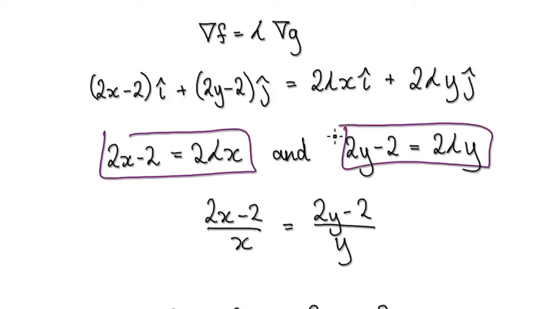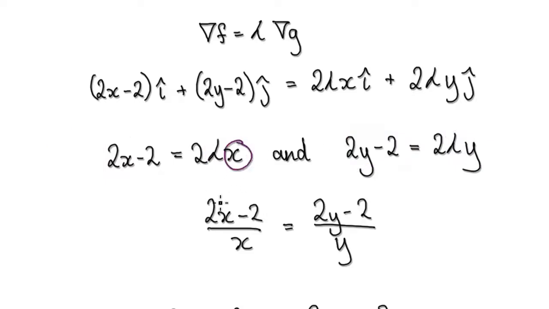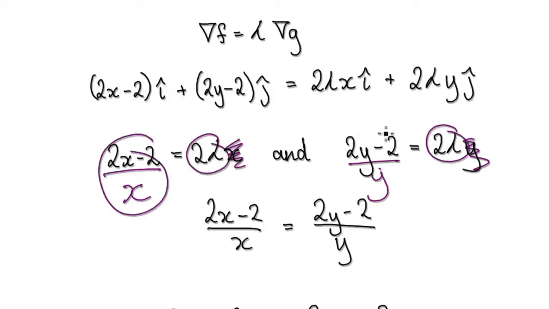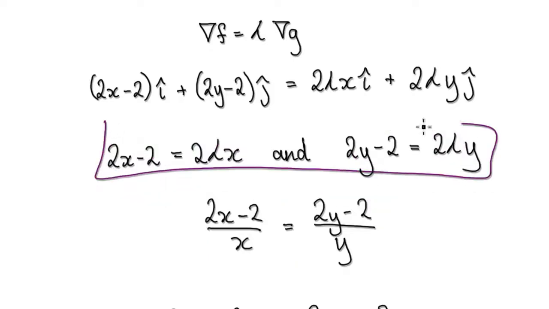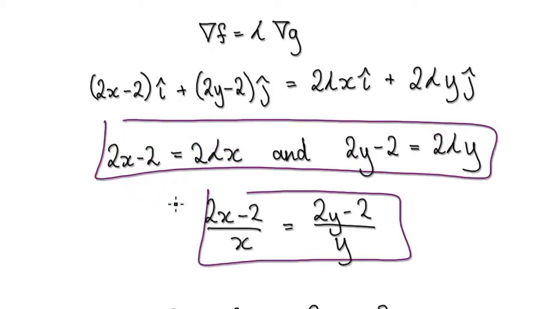So do whatever you have to do, eliminate x, y, or lambda. In this case it's easy to eliminate lambda. So let's divide both sides by x, and then looking at this, divide both sides by y. So 2 lambda, 2 lambda. So this must equal this. So you demanding these two to be true is the same as you demanding this to be true.